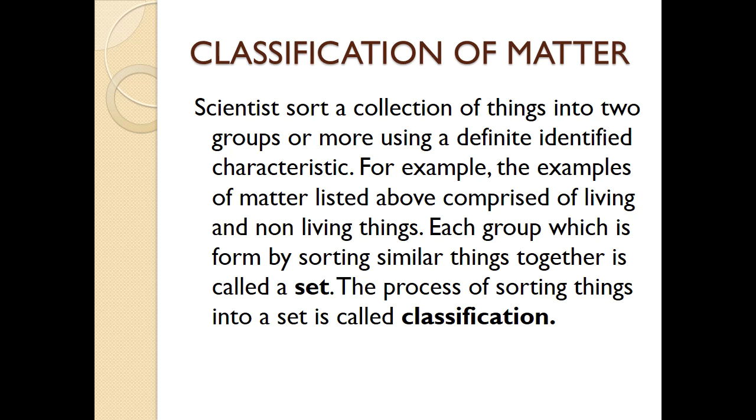For example, the examples of matter listed above comprise living and non-living things. Each group is formed by sorting similar things together and is called a set. Whenever you sort out similar things together, you call it a set. The process of sorting things into a set is called classification.